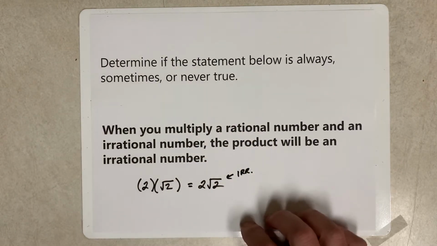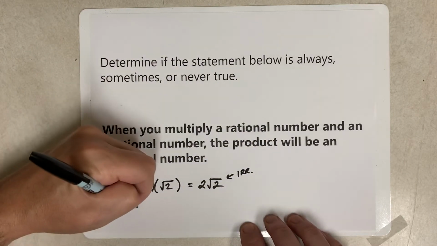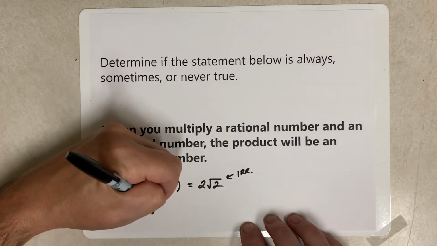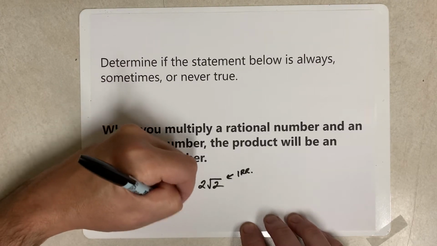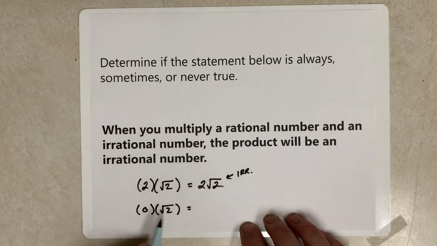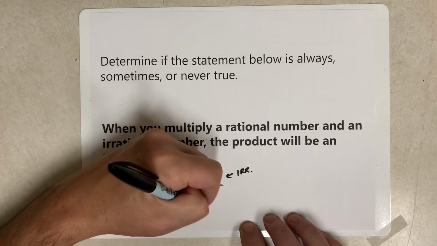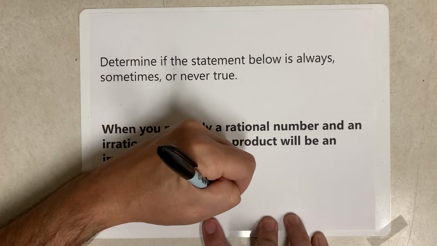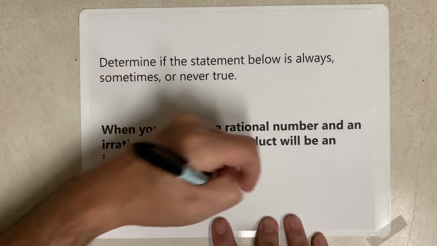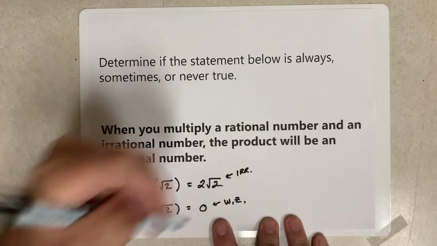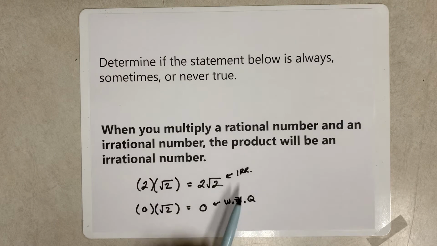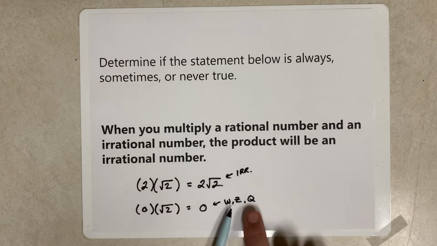Okay, so let's try something else. Here's another rational number. What about 0? 0 is definitely rational. And you multiply that by root 2. Well, the product of 0 and any other number is 0. So what happens there? Well, 0 is a whole number, it's an integer, and it's a rational number.